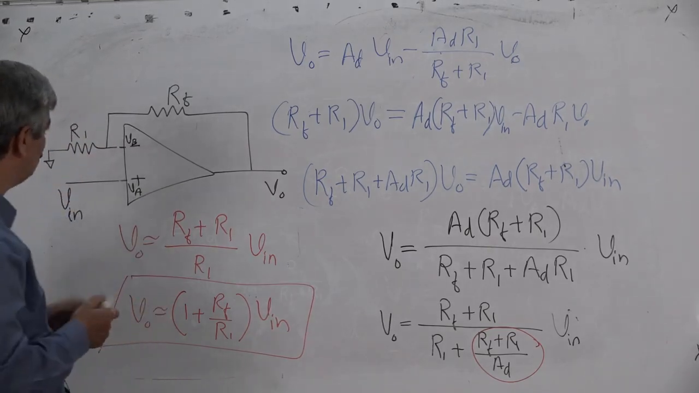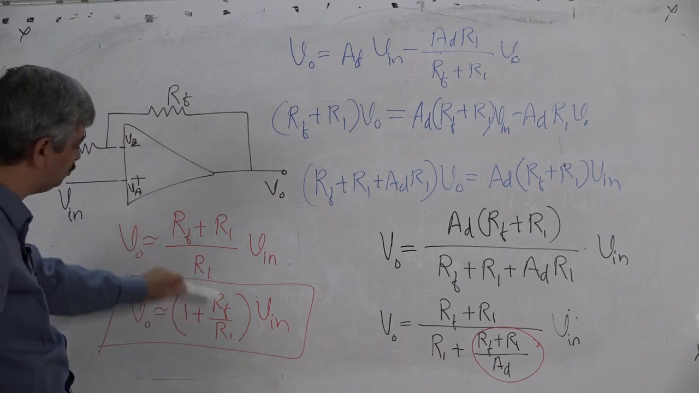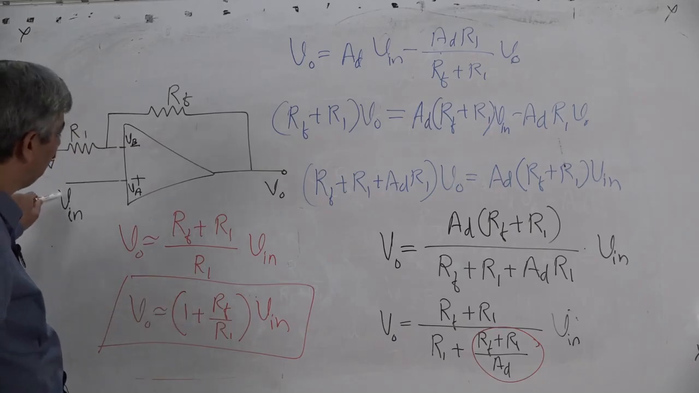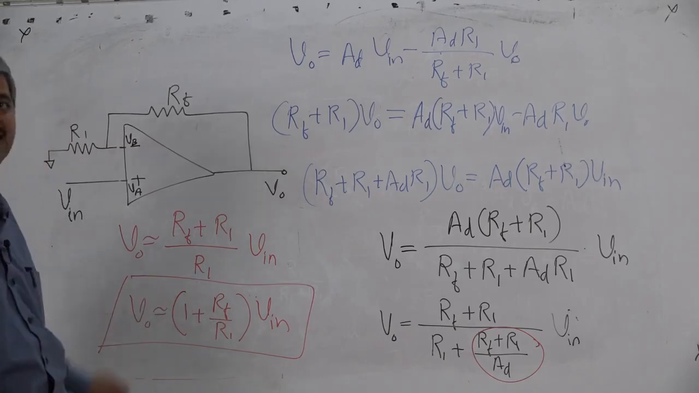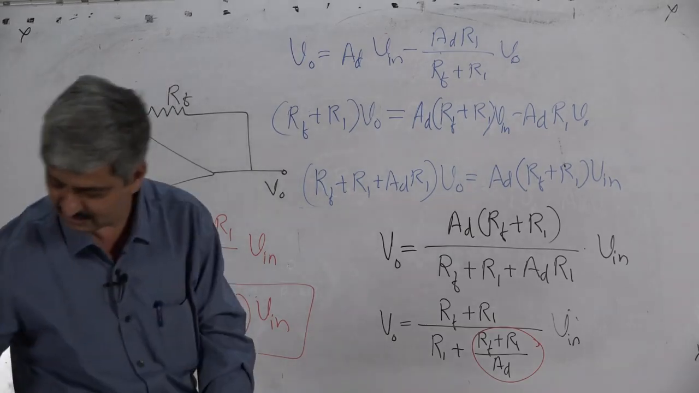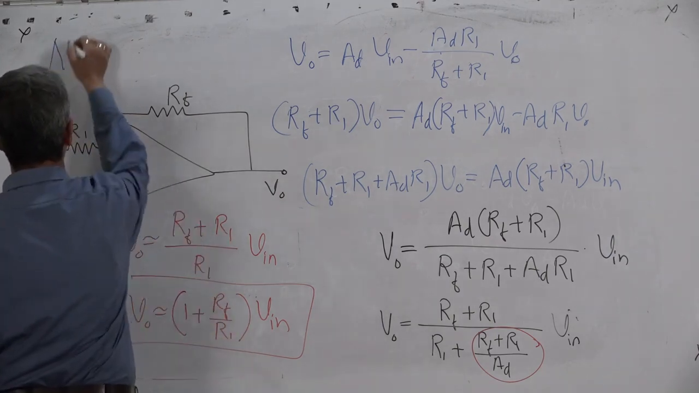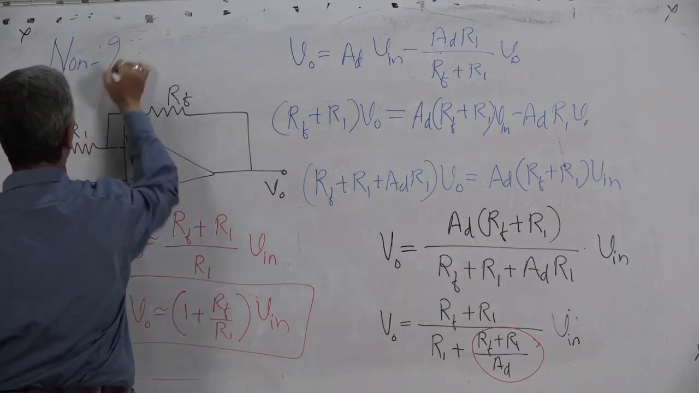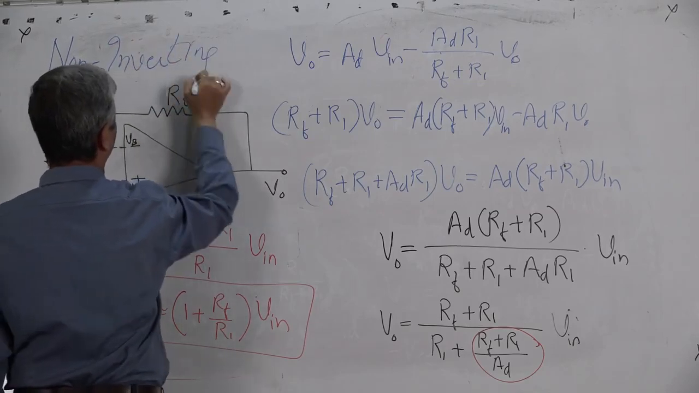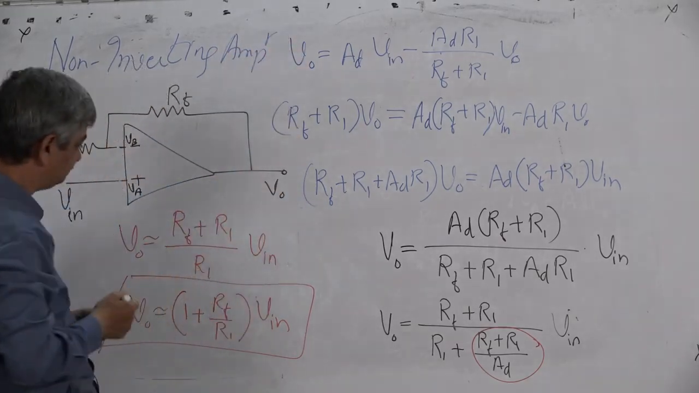So if RF is 2 kilo ohm, R1 is 1 kilo ohm, then RF upon R1 is 2, and 1 plus 2 is 3. If Vin is 2 volt, VO would be 2 into 3, approximately equal to 6 volt. So, as we started, this is called a non-inverting amplifier. Non-inverting means input is positive, output is positive. This is called a non-inverting amplifier.